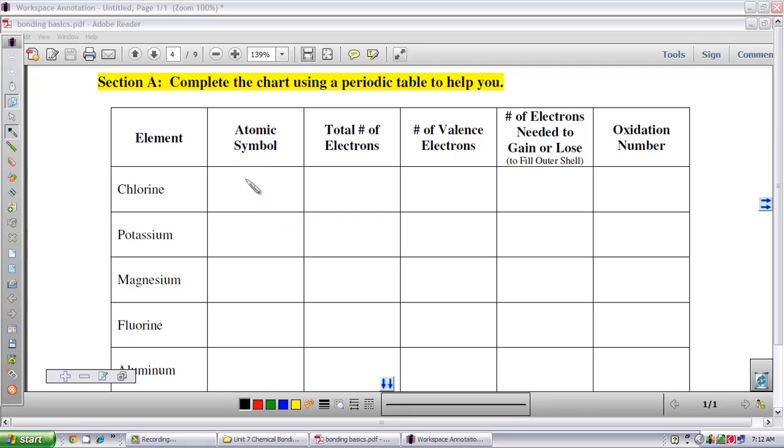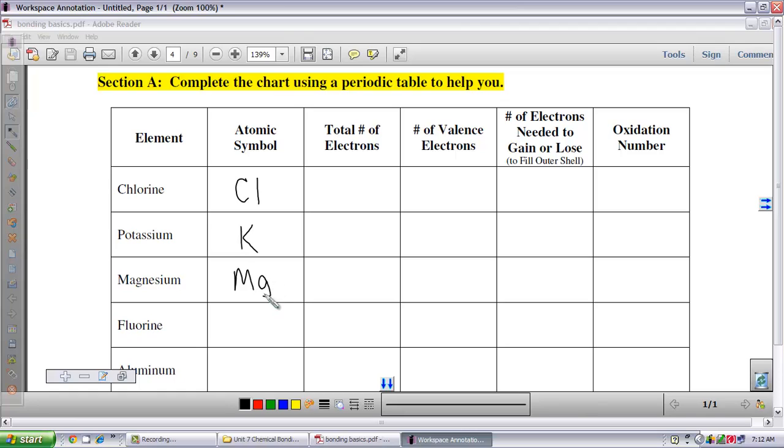If you look at a periodic table, you'll see that the atomic symbol for chlorine is Cl, potassium is capital K, magnesium, remember those capitals and lowercase letters, and fluorine. And if you look at the total number of electrons, it's the same as the atomic number. So you're just looking at the number right above the element on the periodic table. This is the total number of electrons in that element. And fluorine is 9. Okay.